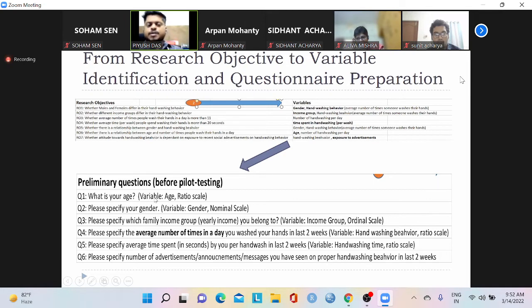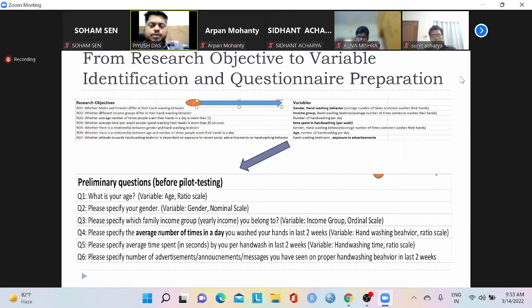So, what is your age? Then define how you are going to ask that question. Variable is age. On which scale am I going to ask that question? I can ask which age group you belong to, right? Then I'll say below 20, 20 to 40, above 40, right? Three age groups. But here, I want to find the relationship between age and number of times, right? As you practice, you'll come to know which kind of scale you want to put that question on.